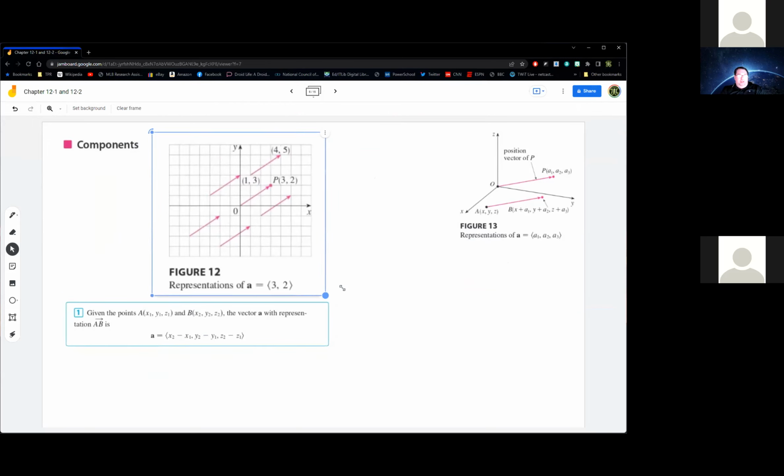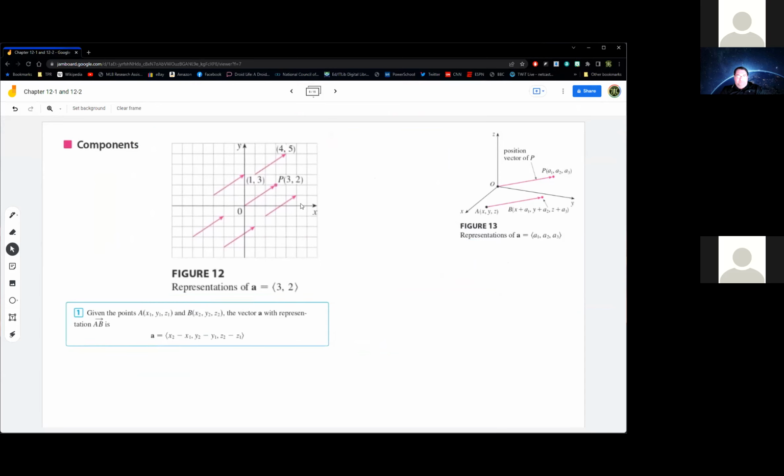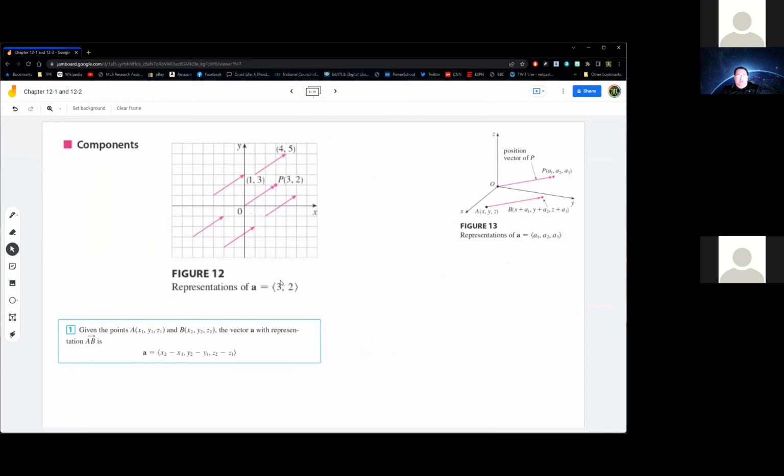So we have our vectors right here. Every one of these vectors can be represented by the same vector. We can represent all these as 3, 2, because all these vectors go in the exact same direction and have the exact same magnitude. The only difference is where it's starting and where it's ending. So by representing it as 3, 2, that's known as my position vector. The only difference between a position vector and a regular vector is the position vector starts off at 0, my origin.